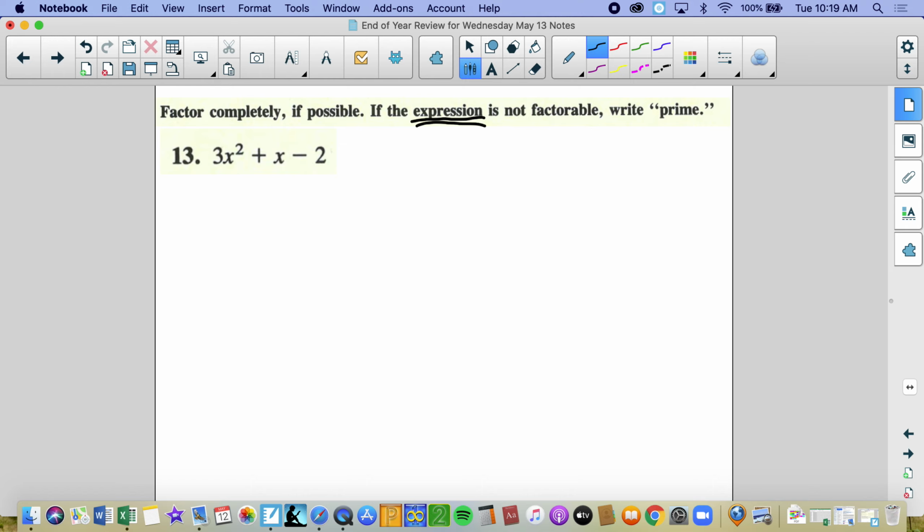So we're going to try, right? What is our first thing? Is it in standard form? Yes. Is there a common factor? No. Is it a special case? Is it a binomial square or a difference of squares? No, because my first and third in both of those have to be perfect squares. And that's not a perfect square, and that's not a perfect square.